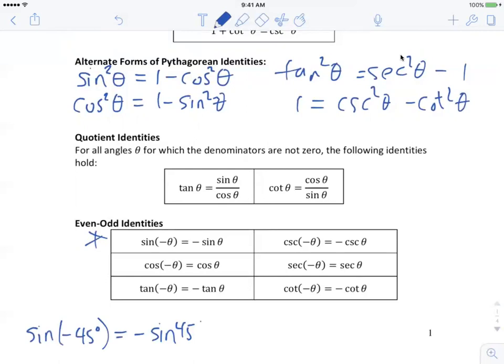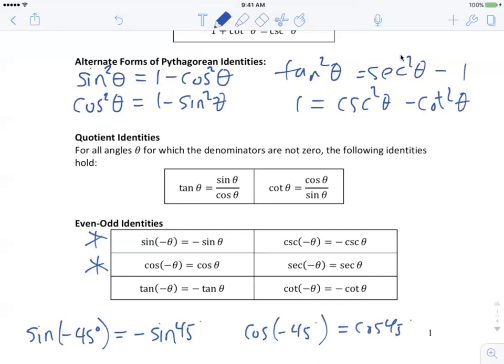So each one has its own little property. This is called an odd identity. The sine is odd because of that property. Cosine is even because the negative just goes away, right? So cosine of negative theta is just cosine theta. Or if you calculate it, cosine of negative 45 turns out to be exactly the same as cosine 45, right? Okay, so you'll see those pop up.